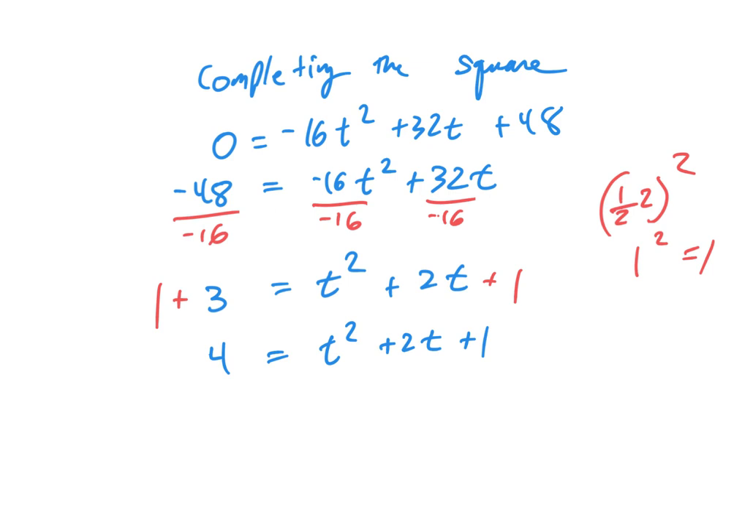Now I want to factor. And if I've done this right, these will be identical. What two numbers multiply to 1 and add to 2? Positive 1 and positive 1. So then what I have is t plus 1 squared. Something times itself is squared, and that equals 4.